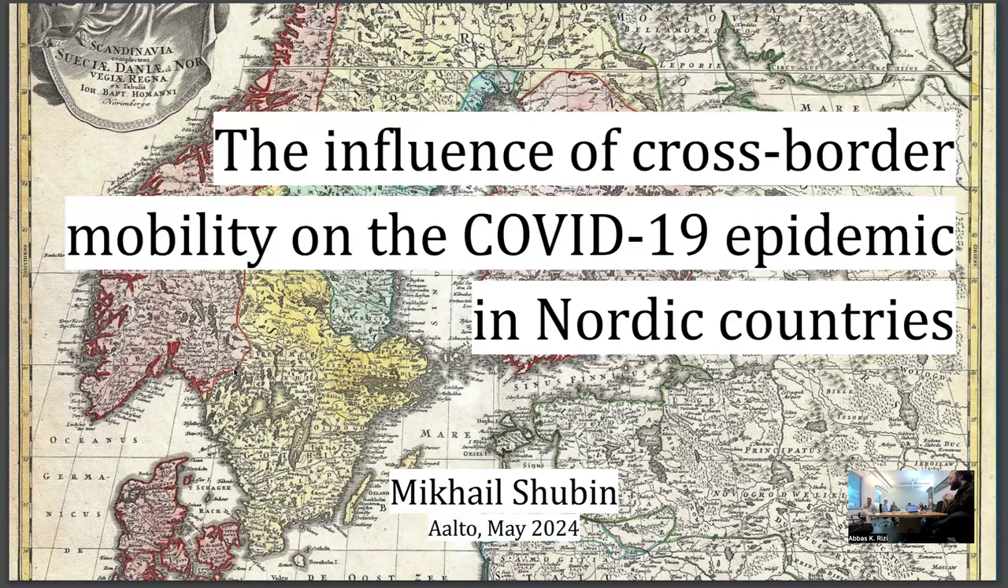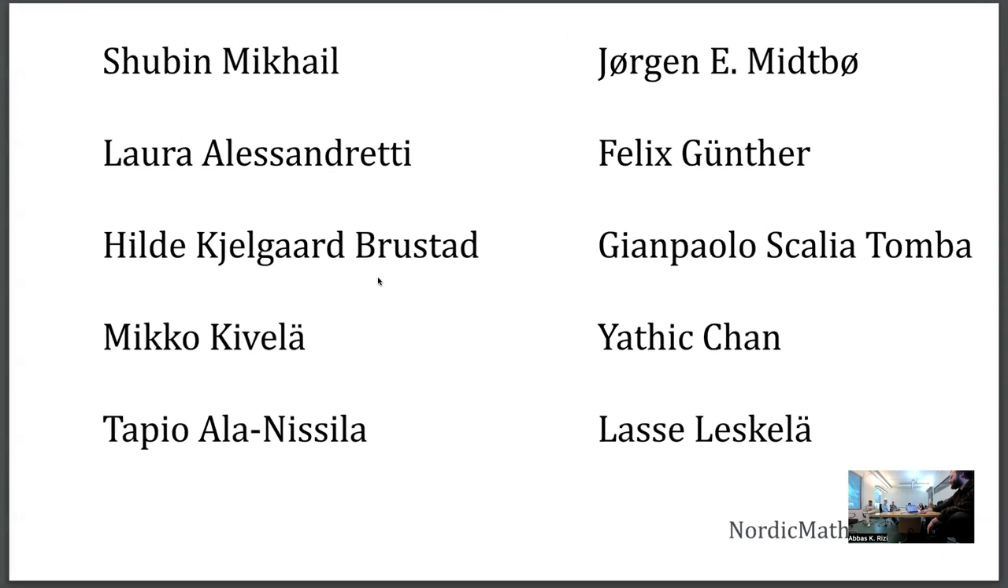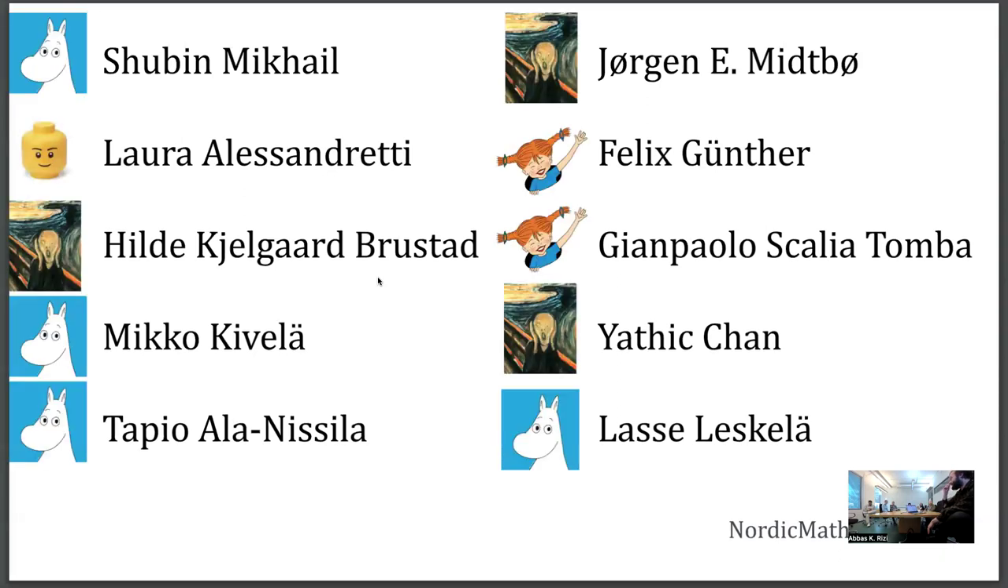Okay, hello everybody. So yes, indeed. My name is Mikhail, and I'm now working in the University of Helsinki, but I'm also associated with Aalto, and this work was done with Aalto. So the title is Influence of Cross-Border Mobility on How COVID Spreads in Particular Nordic Countries. And how do I switch the slides here? Oh, now it's gone. So this is a collaboration with basically 10 different people from four Nordic countries. Also three more people are here from Aalto as well.